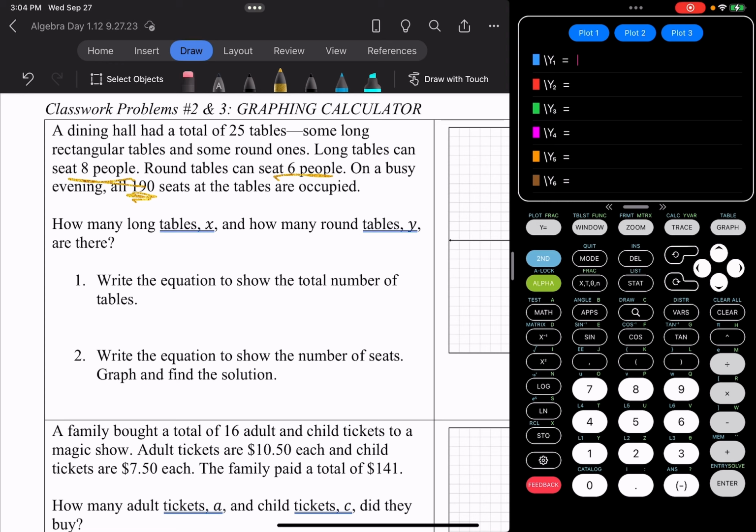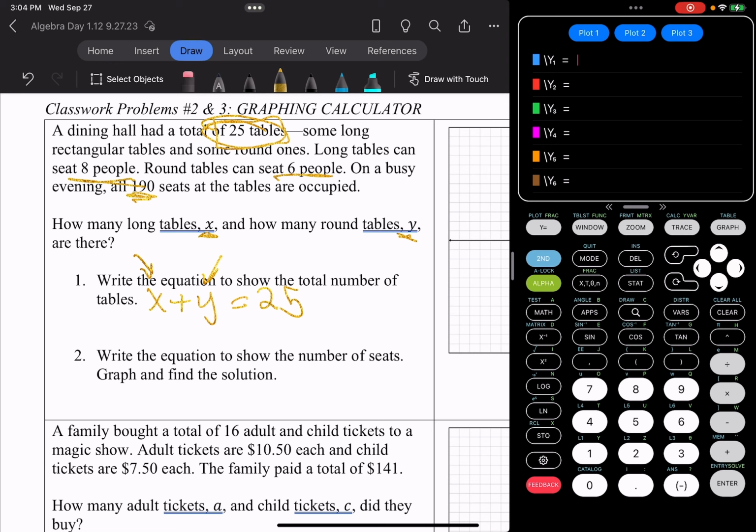First it says write the equation to show the total number of tables. So we have a total of 25 and two types, the long x and the round ones y. So x plus y equals 25. Again, the x represents the number of long tables, the y represents the number of round tables, and in total we know that there's 25 based on what we're given here.